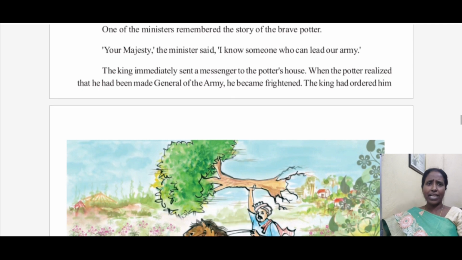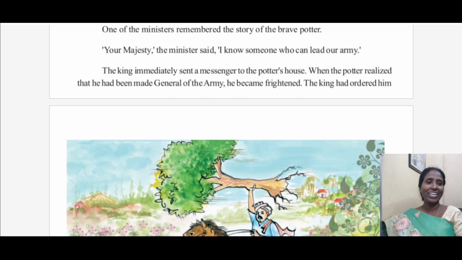The king immediately sent a messenger to the potter's house. When the potter realized that he had been made general of the army, he became frightened. Immediately, the king gave him the title. What title? General of the army. He gave him the post in the army. He is a commander of the army now.